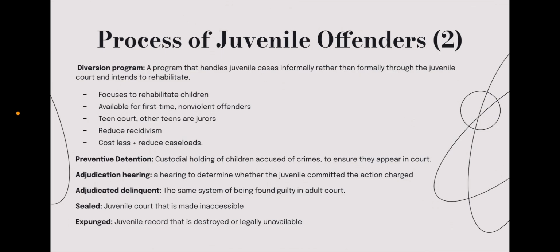If the juvenile pleads guilty or not, the adjudication hearing, which is a judge hearing, later on decides if the juvenile is whether guilty or not. If the juvenile is found guilty, they are considered as adjudicated delinquents.